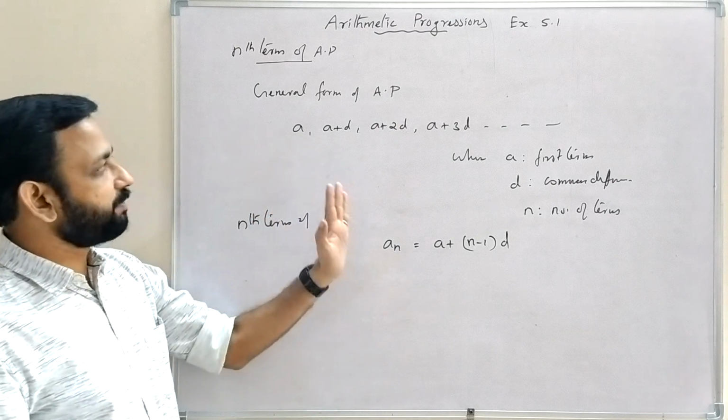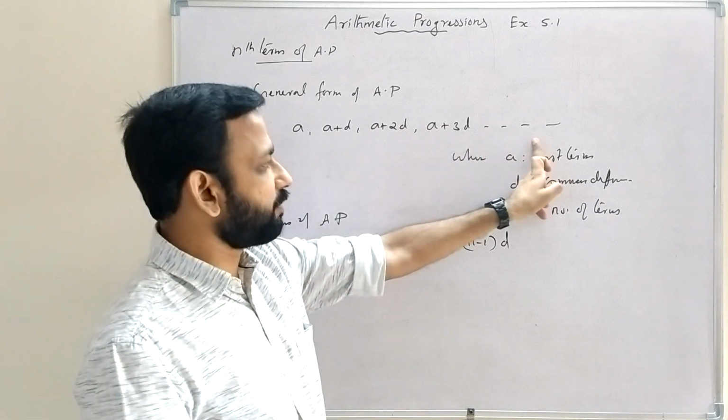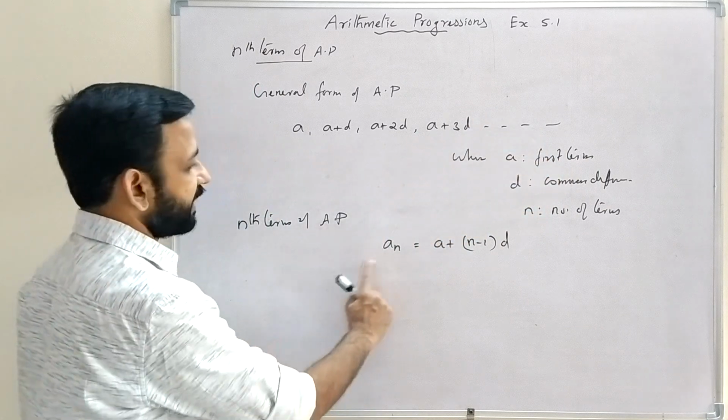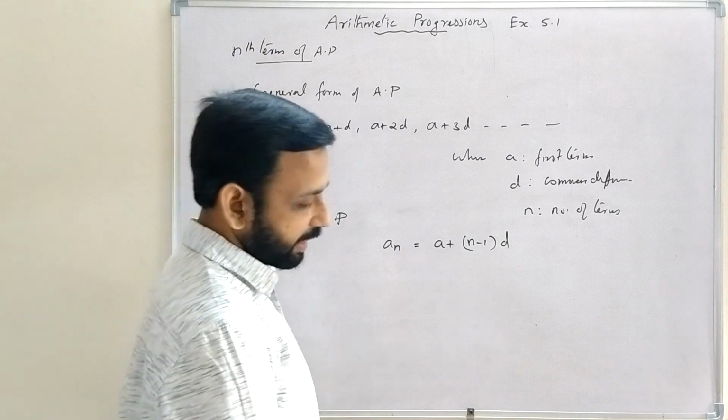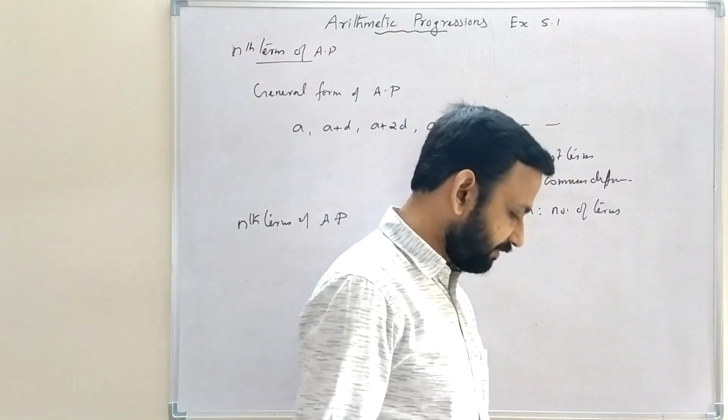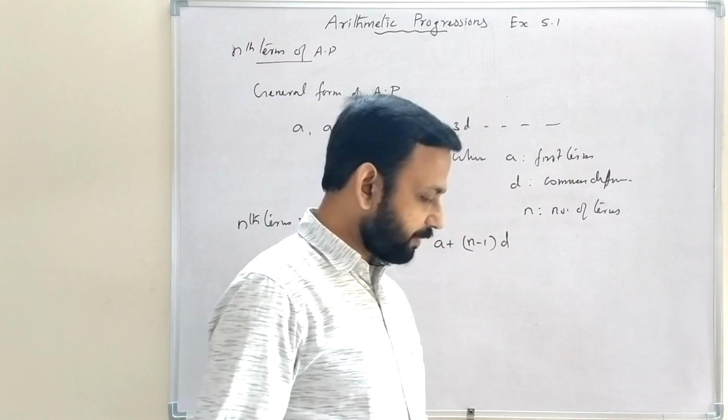So this is arithmetic progression, this is the standard form of arithmetic progression, and this is the nth term of arithmetic progression: an is equal to a plus n minus 1 into d. So now we will do exercise 5.1.